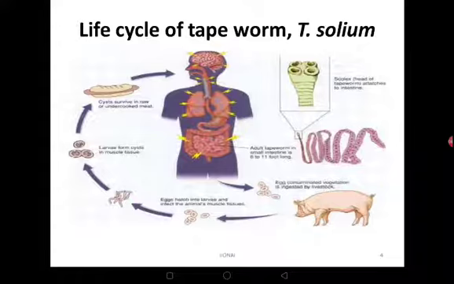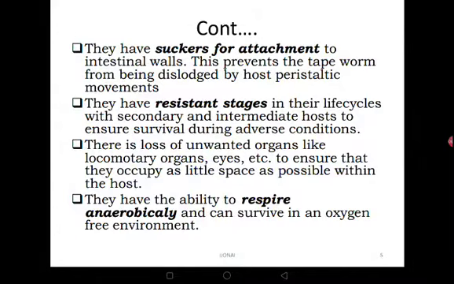That's why it's called life cycle. Great. So let's look at how these organisms are able to thrive through their host. One, they have suckers for attachment to the intestinal walls. So this prevents the tapeworm from being dislodged by the host's peristaltic movements.